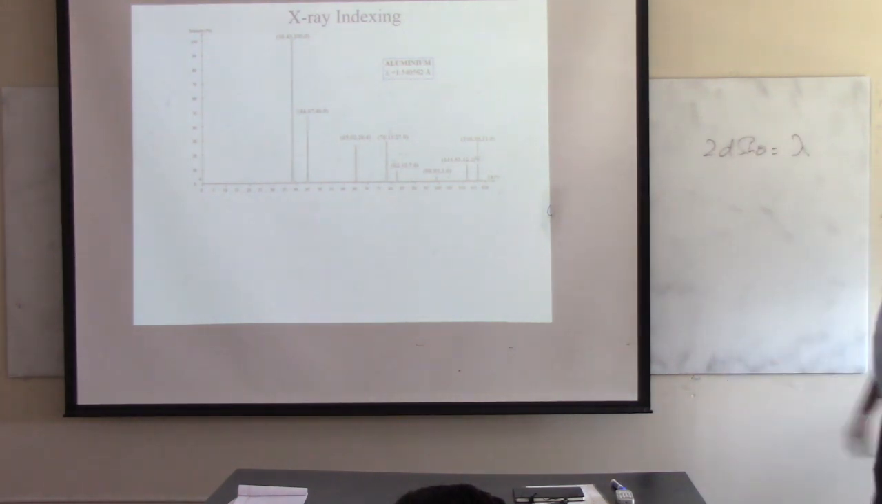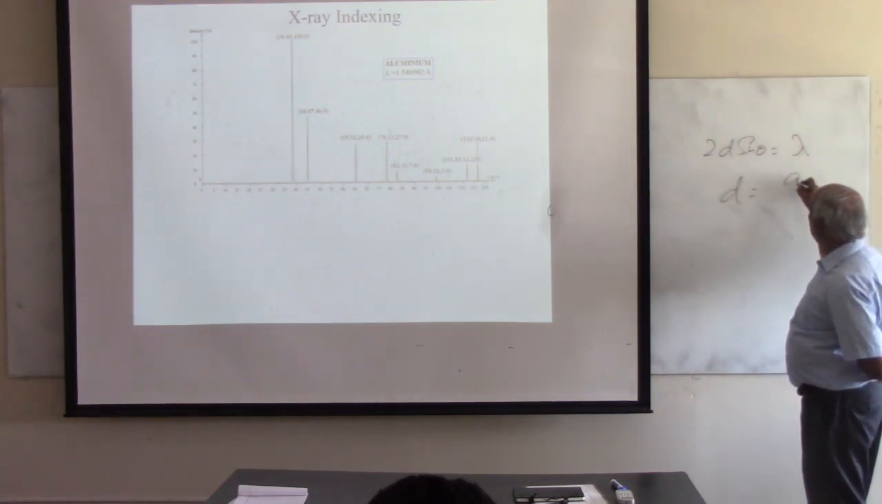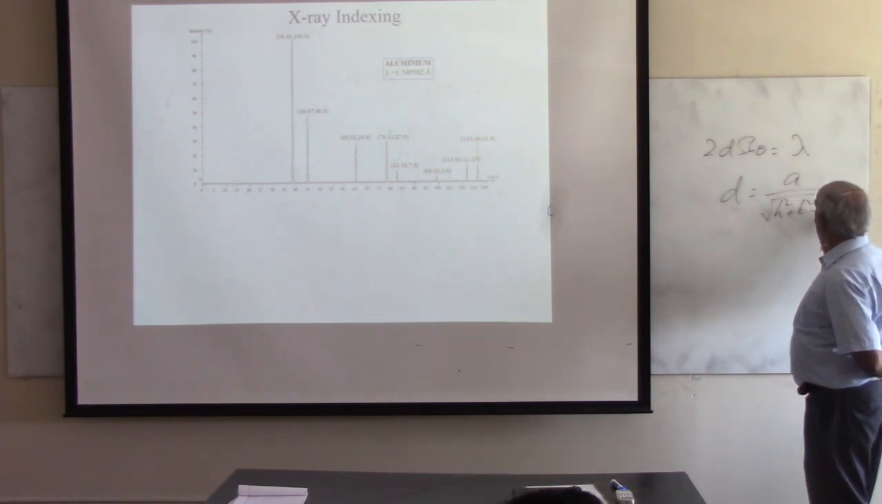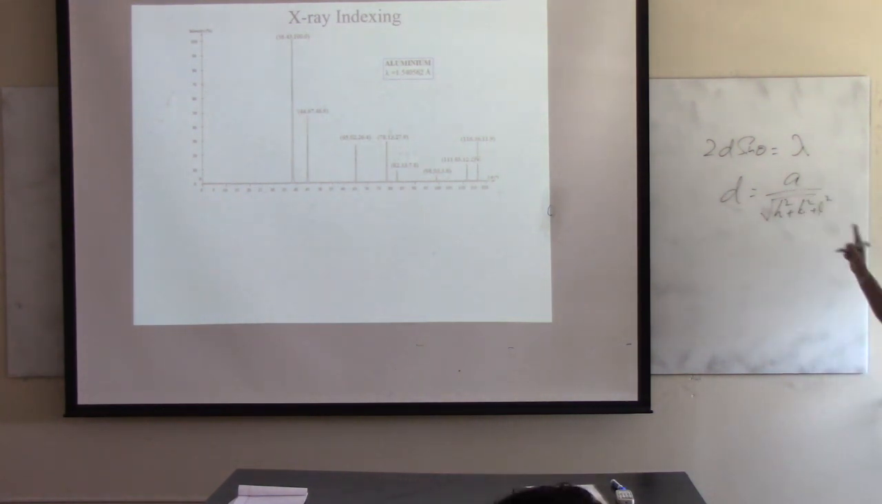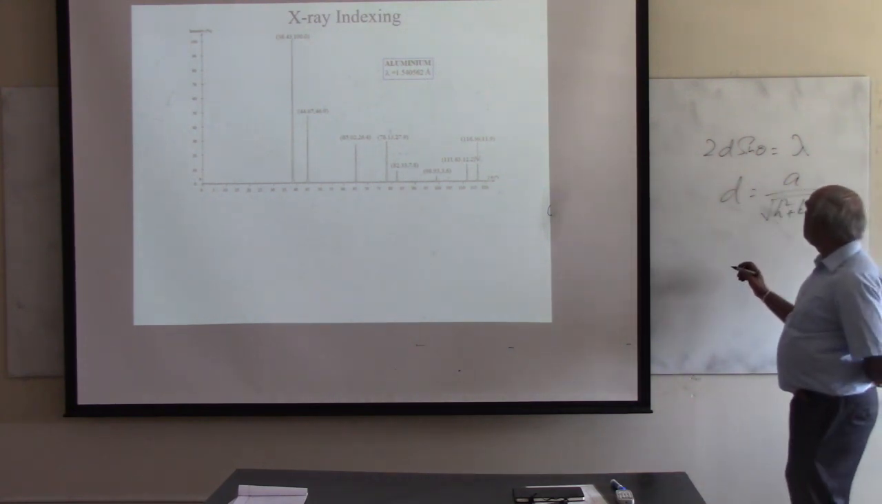So we'll do it for the first order. Then d is given by a over square root of h squared plus k squared plus l squared. Remember, this is only true for cubic structure, right? Not even orthorhombic. In the orthorhombic case, you have h over a, k over b, l over c, but with a, b, c all equal, you get this one. If you put these two together, what do you get?